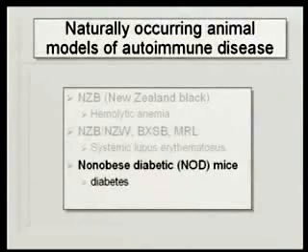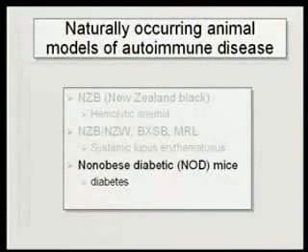Non-obese diabetic mice are mice that develop diabetes, and that's a model for autoimmune diabetes. Okay, that's all I had to say about those diseases.